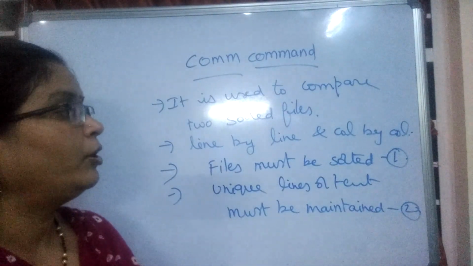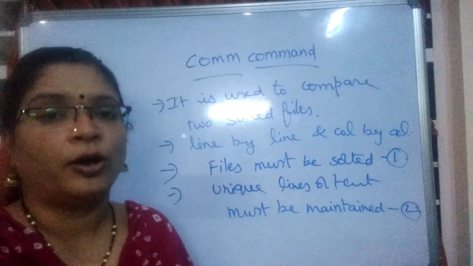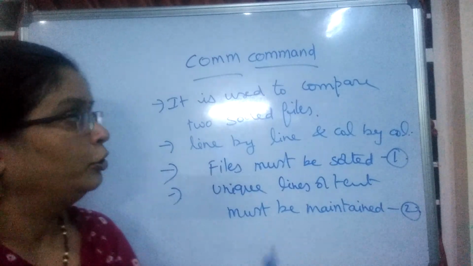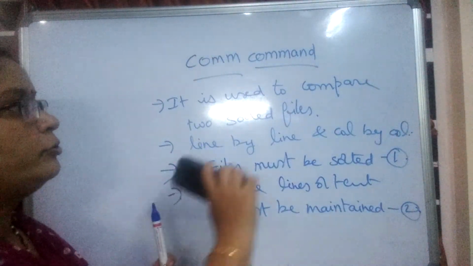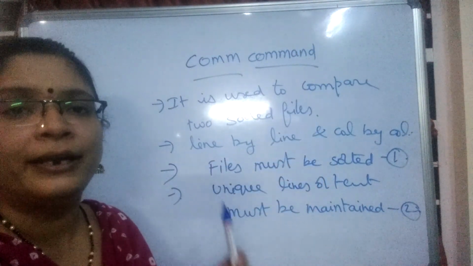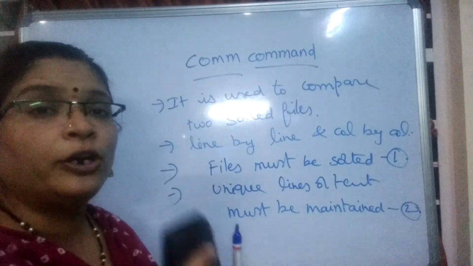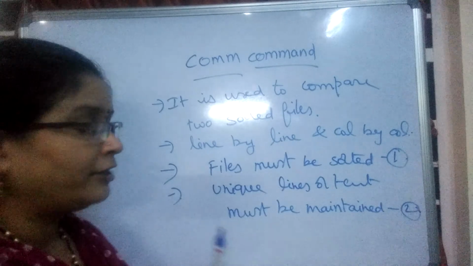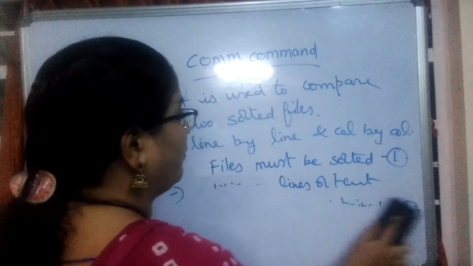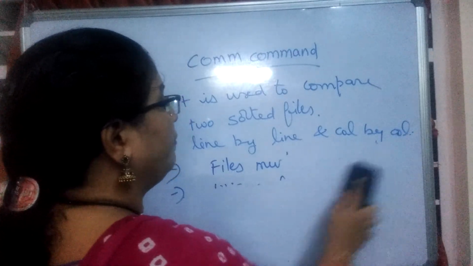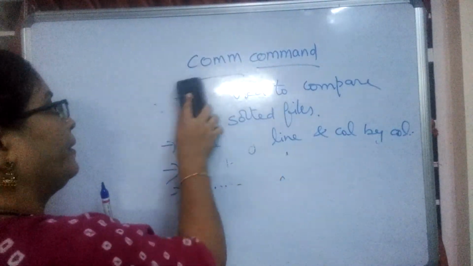Now we see what is the usage of this COM command, how we can work with it at the dollar prompt. Is it clear now? It is used to compare two sorted files, line by line, column by column. The files must be priorly sorted and unique lines must be maintained. So these two rules we have to blindly remember while working with the COM command.